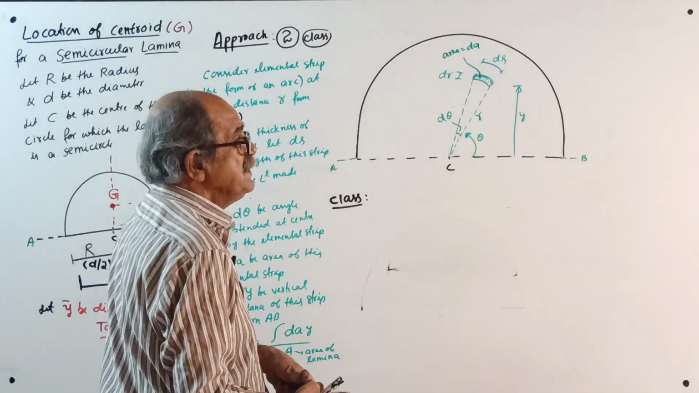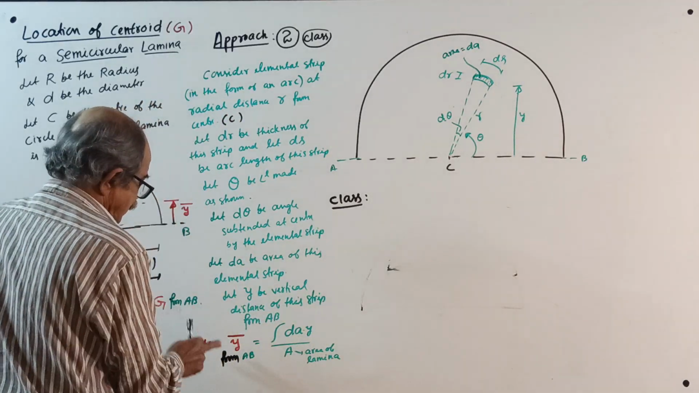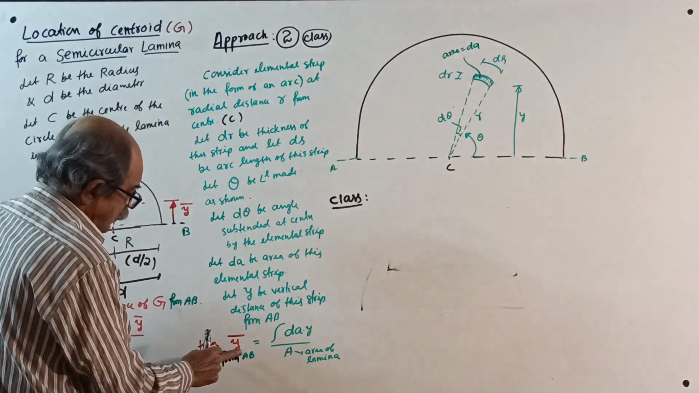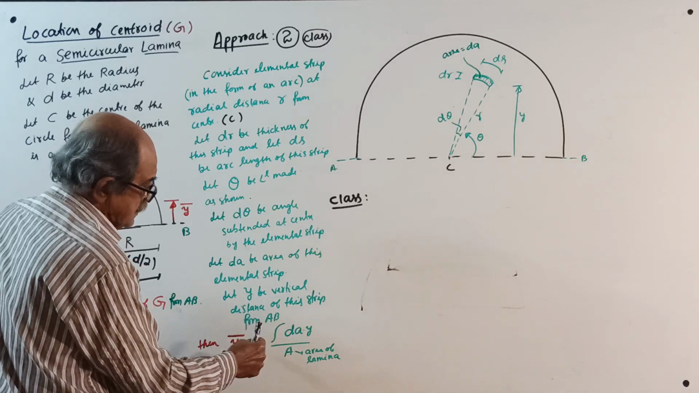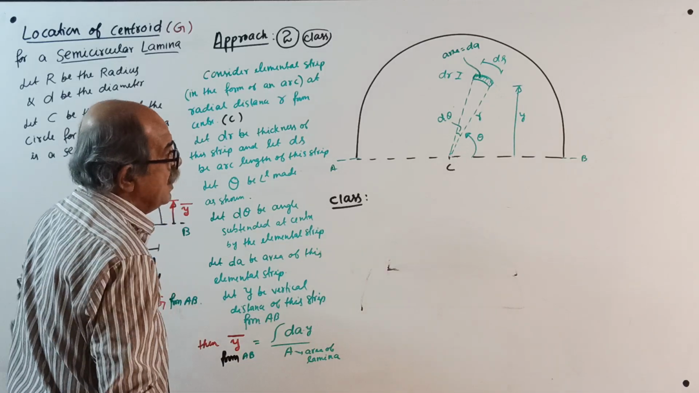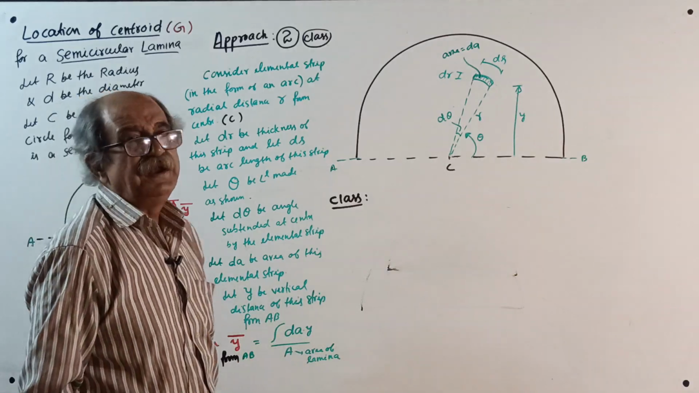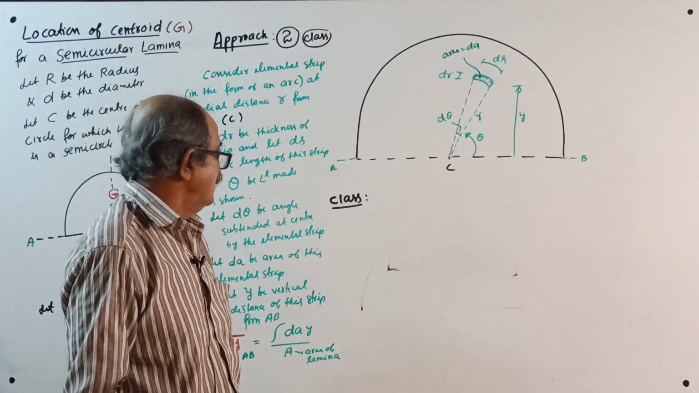Why do you want the vertical distance? Because we want y bar. Then the usual formula: y bar from AB equals integration of dA into y divided by area. Area you know, pi r square by 2 for a semicircle.